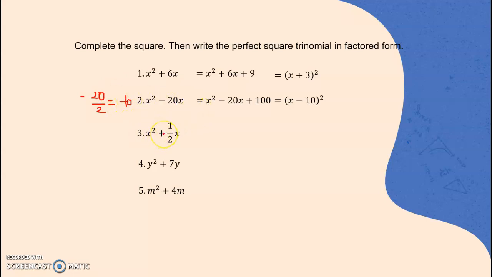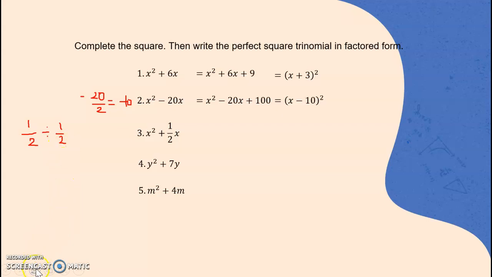Next, number 3, x squared plus 1/2 x. So, saan natin yung kinuha yung 1/16? So, how do we get the half of 1/2? See? Half of 1/2. How is that? What should we do with that? So, ganito yan. Half of 1/2 is like this. 1/2 divided by 1/2. Yan, paulit-ulit lang talaga. Paano ba yan i-divide?